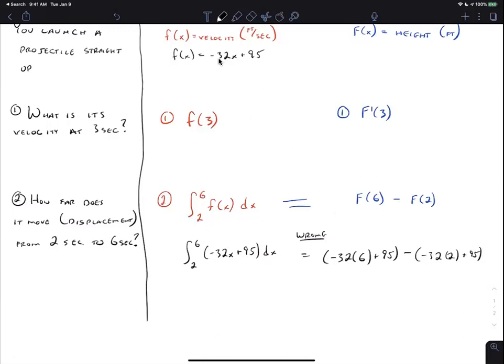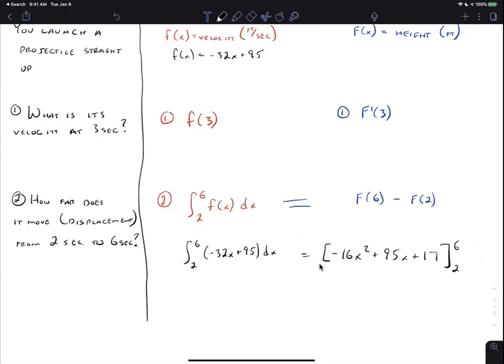Okay, but we have an idea about what this other function is. If the function on the left is velocity, the function on the right is height, meaning that the function on the left is the derivative of the function on the right. That means the function on the right is an antiderivative of the function on the left. Does that make sense? Okay, so I know most of us have learned this before, but what's right is I can pick an antiderivative. An antiderivative would be negative 16x squared plus 95x plus 17 evaluated from 2 to 6.